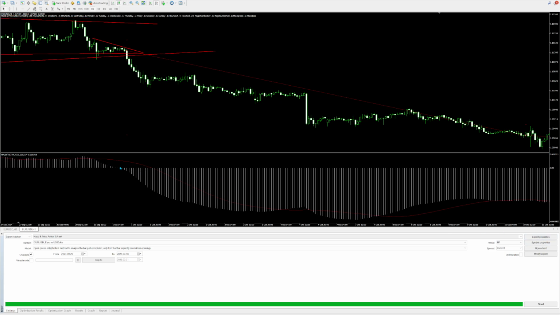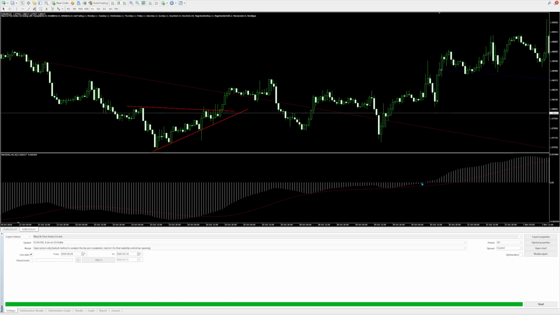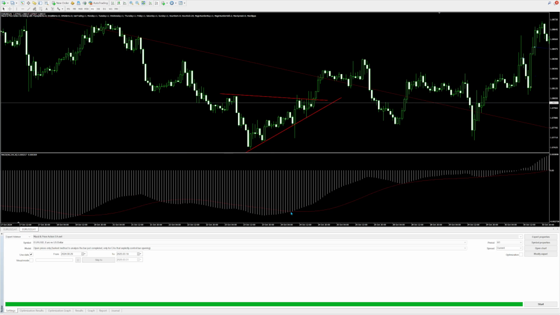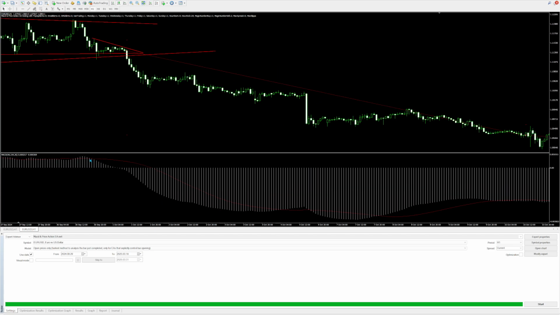So you've got the MACD cross zero line. That's when these histogram bars cross below for a sell or above for a buy signal. Okay. And then you've got the MACD crossing this signal line, this red line here. When it crosses above the signal line, that can also be a buy signal. When it crosses below the signal line, that can also be a sell signal.